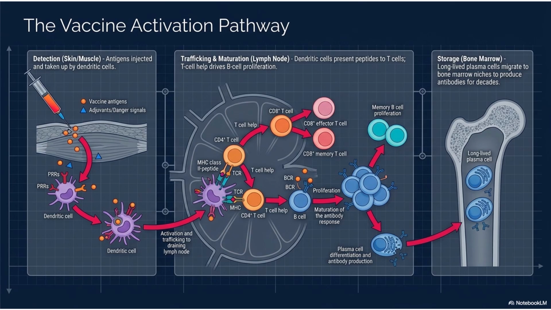So the pathway is detect at the injection site, educate in the lymph nodes, and store in the bone marrow. That sequence is why protection from a vaccine appears over a couple of weeks, not instantly, and then endures.